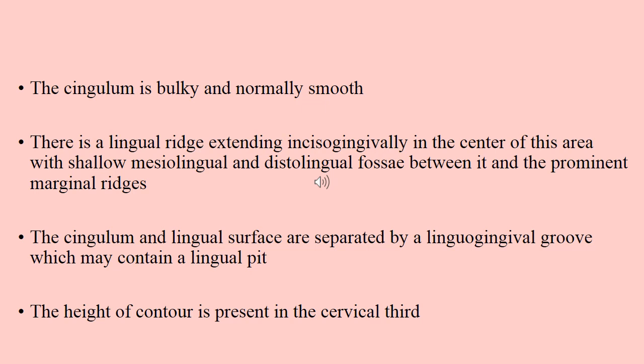The cingulum is bulky and normally smooth. There is a lingual ridge extending incisogingivally. The lingual ridge divides the lingual aspect into two fossae, the mesiolingual and distolingual fossa. Marginal ridges are also present on the lingual surface, named the mesial marginal ridge and distal marginal ridge. The cingulum and lingual fossa are separated by a linguogingival groove, which may contain a lingual pit also. The height of contour of the lingual aspect is present in the cervical third.